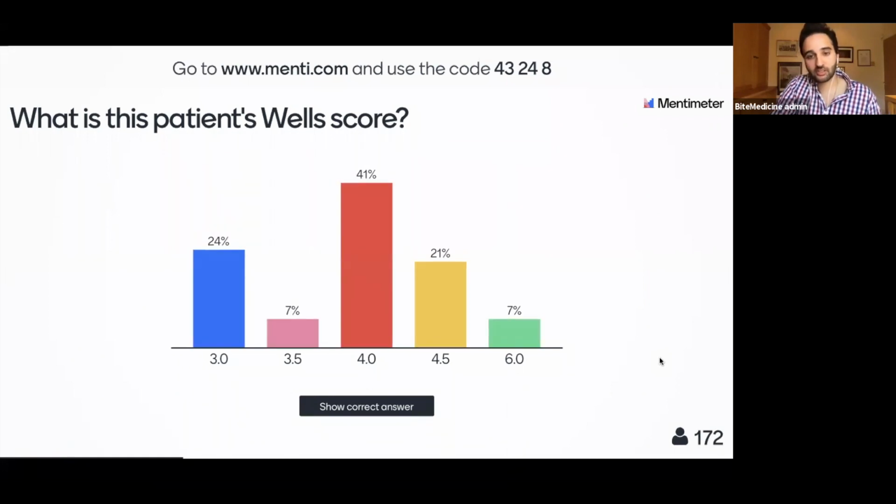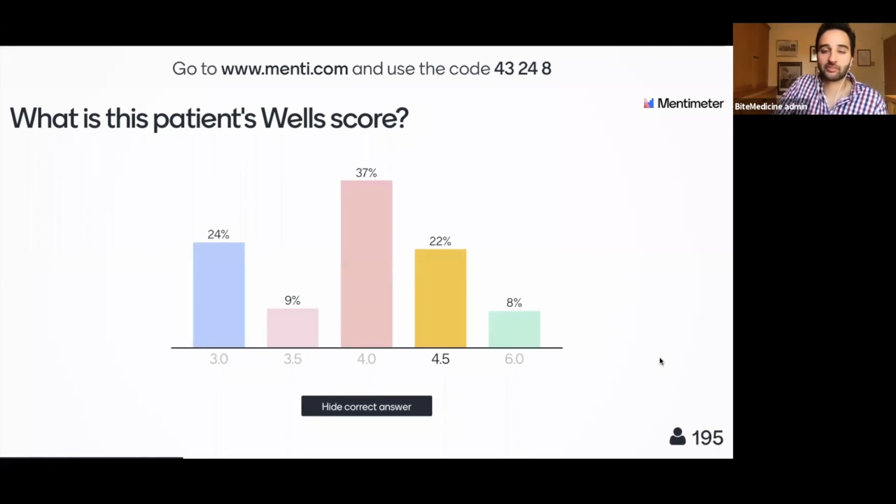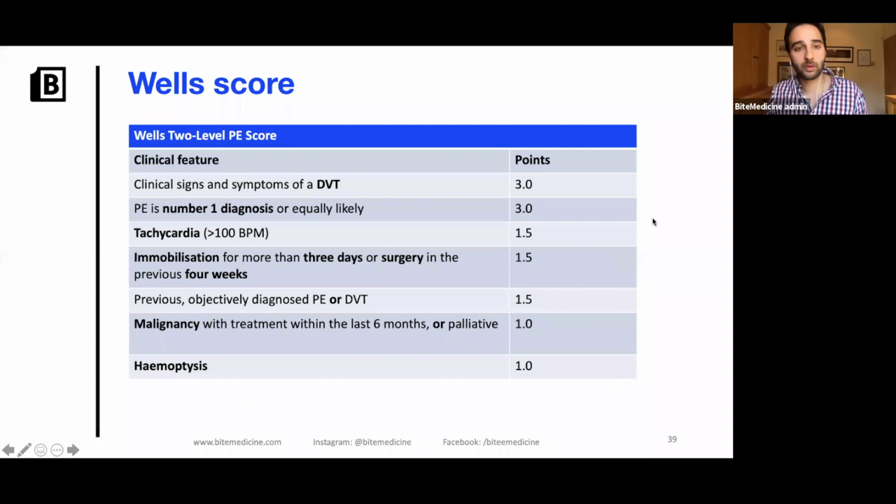Okay, let's have a look. 4, maybe. 4.5. I'll show you why on the next slide. Well done, 22%. It's a tricky question, but also one that could certainly come up. So 4.5 is because PE is our number one diagnosis, or equally likely. So that's 3, and she's tachycardic. 3 plus 1.5, 4.5.